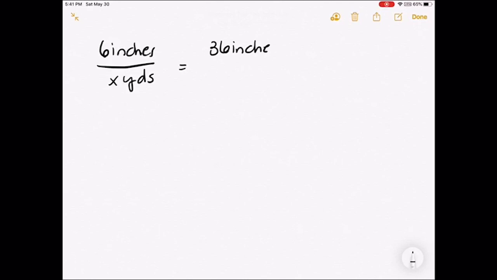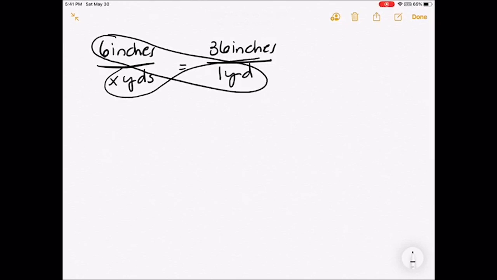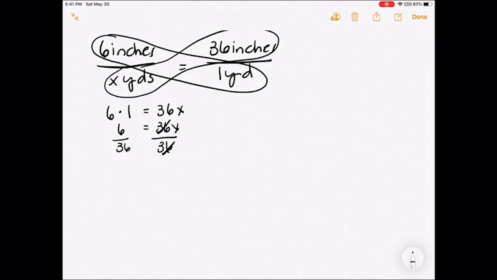I can also solve this ratio of 6 inches over x yards equals 36 inches over 1 yard using a traditional method called cross products, where we circle the diagonals. And if you do it this way, we end up with 6 inches times 1 equals 36 inches times x. 6 times 1 is 6 equals 36x. Divide both sides by the coefficient 36, and we end up getting 6/36, which is the same as 1/6 for your length.